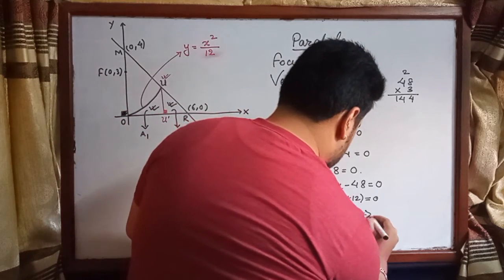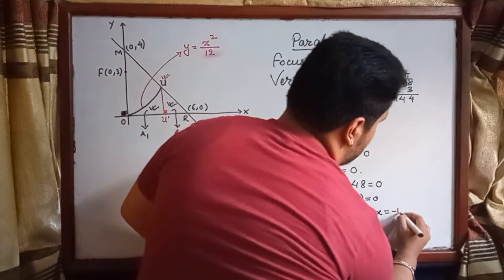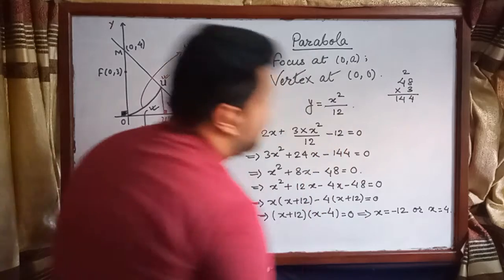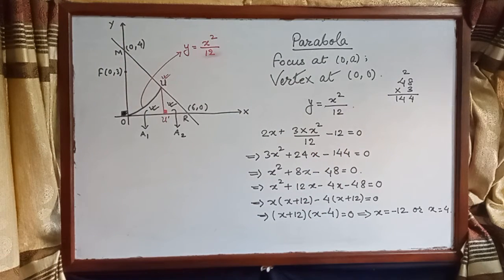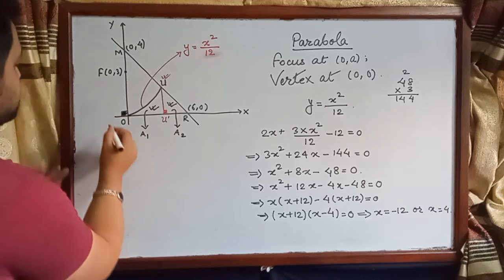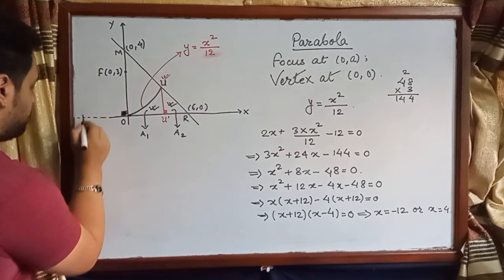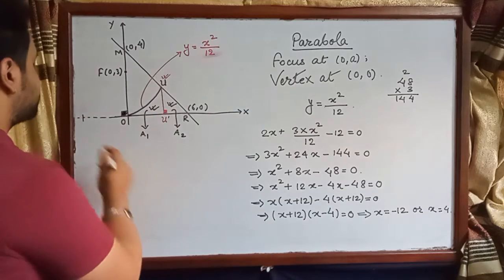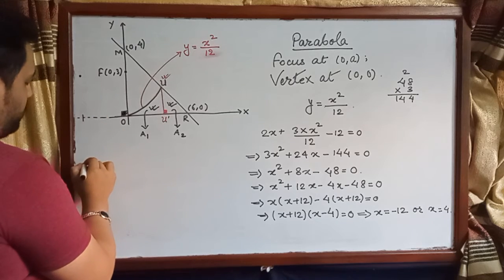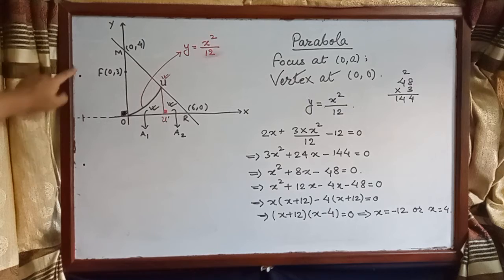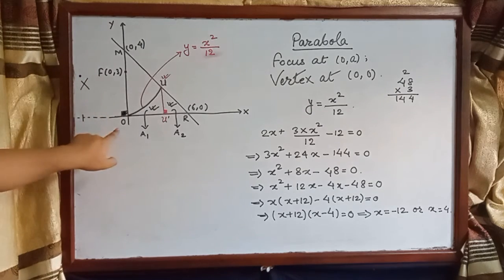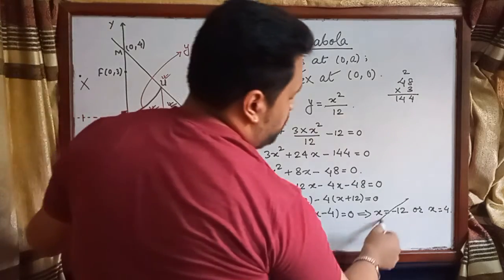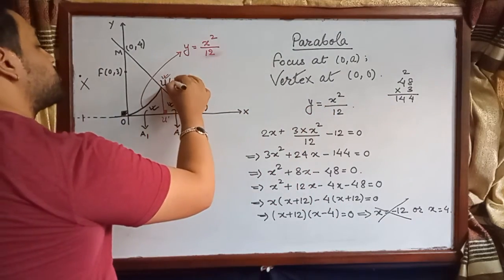So we can have either x equal to minus 12 or x equal to 4. Now, which value should we choose? X equal to minus 12 means somewhere over here. If y is positive, we have a point over here; if y is negative, the point will be here. But this is not the given case, because the x coordinate of U is positive. So we do not take this value. Hence, the x coordinate of U is 4.